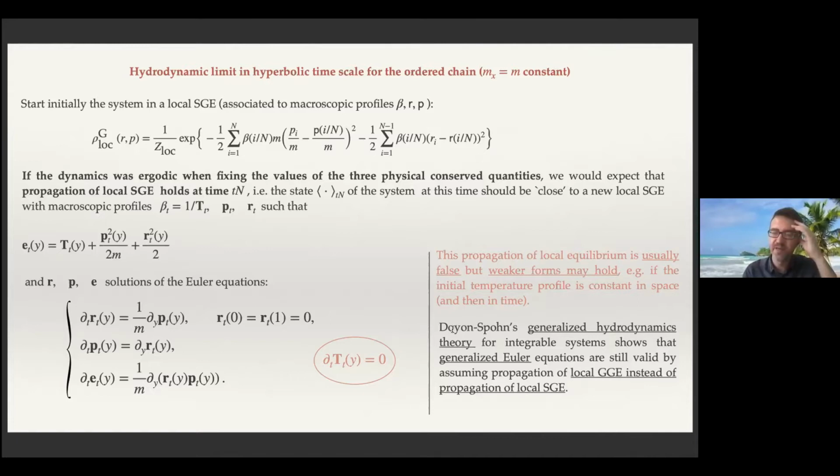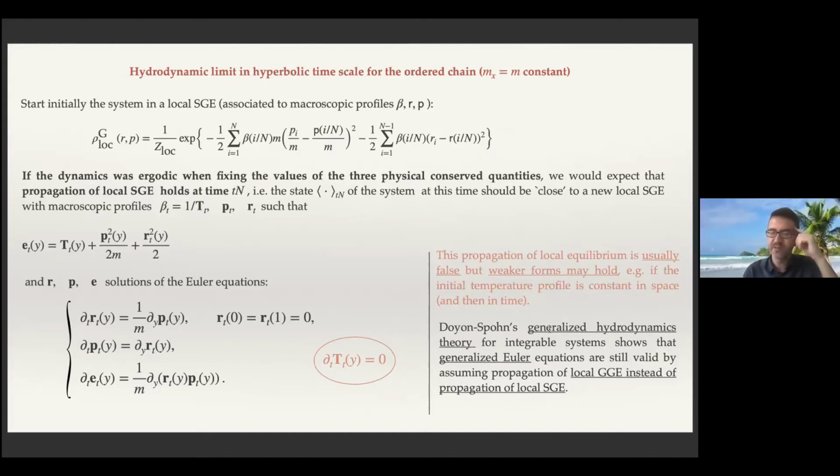So it is very different from the generalized hydrodynamic theory of Benjamin and Herbert, where what they claim is that when you have some integrable dynamics, usually this property that I mentioned here is false, but it becomes true if you replace the local standard Gibbs ensemble here by a local GGE, local generalized Gibbs ensemble. And in this case, you don't obtain just a set of three conservation laws, but some continuous set of Euler equations.